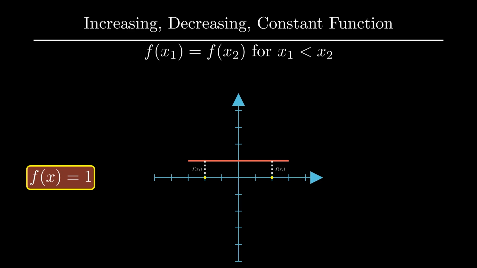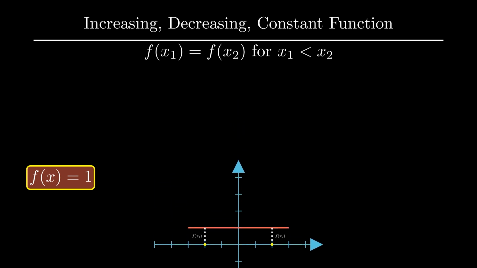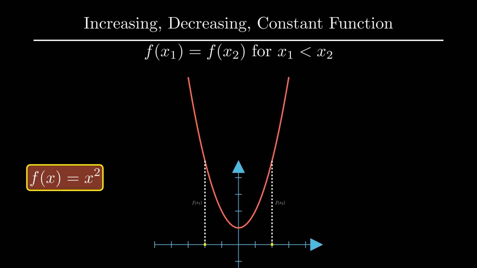Also, do not think that a function can be only increasing or decreasing. A function can be both increasing and decreasing over different intervals. Take this function for example. The function is decreasing from negative infinity to 0 and increasing from 0 to positive infinity.